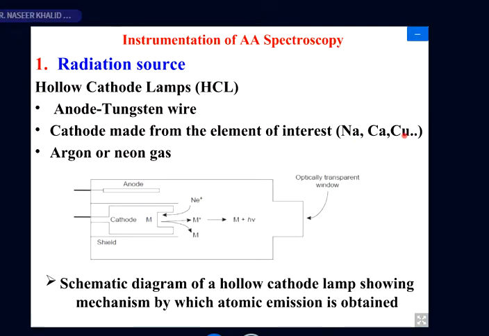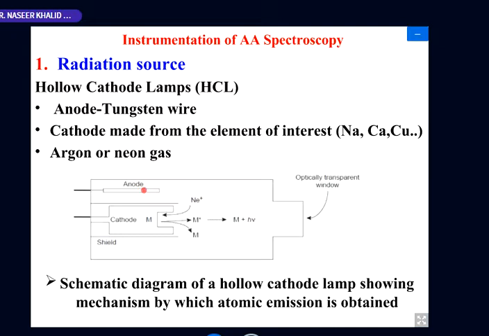This is the characteristic. For the same reason, the cathode is made up of the element of interest. If we are going to analyze sodium, it will be made of sodium. If we want to analyze calcium, it will be made of calcium. If copper, it will be made of copper. It could be made of gold, or if it is aluminum, it will be made of aluminum.